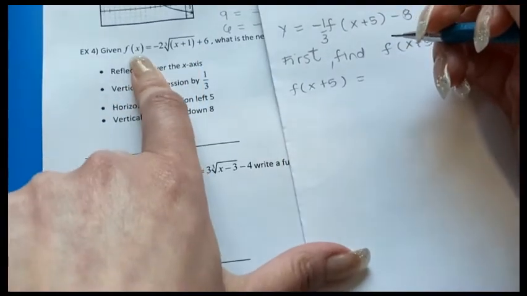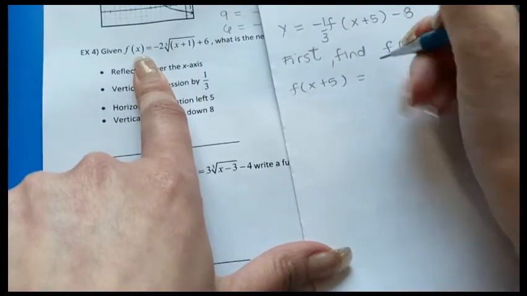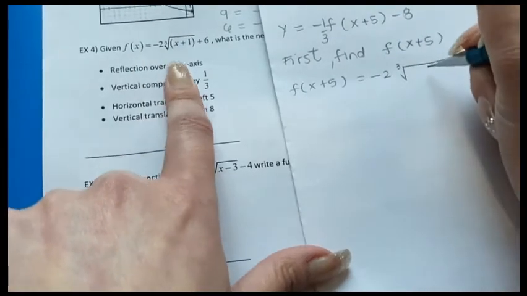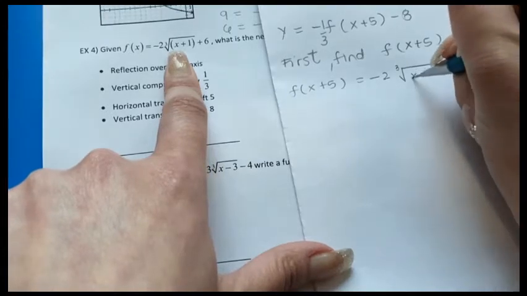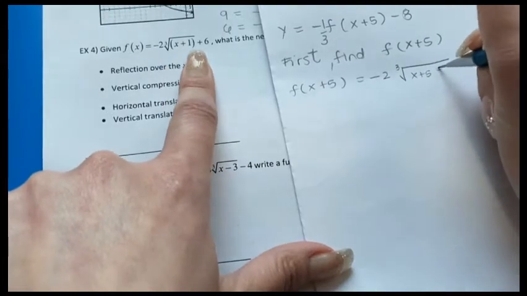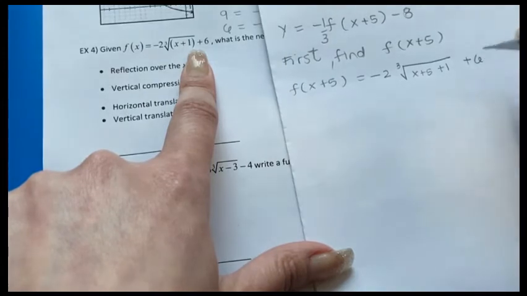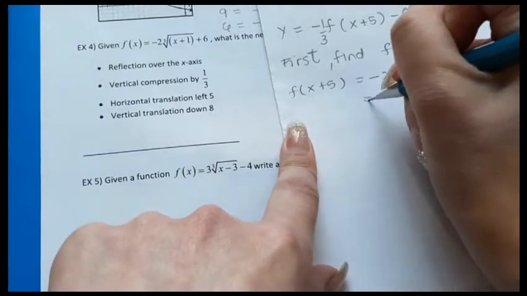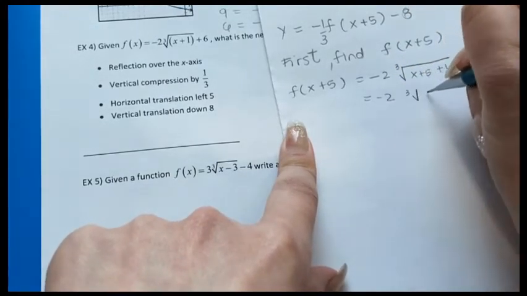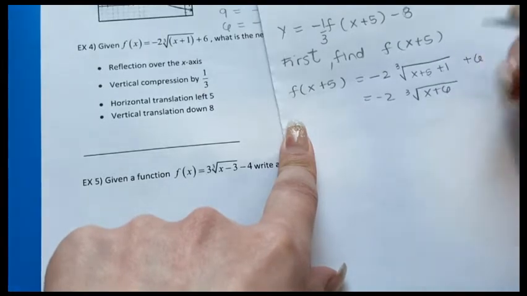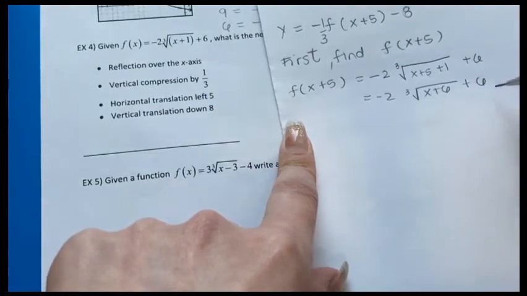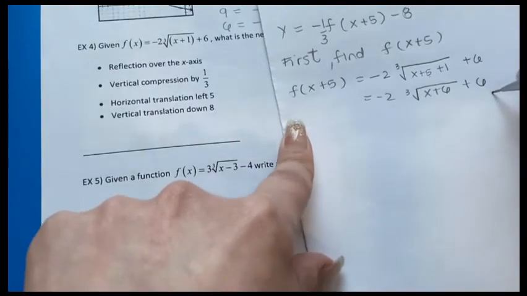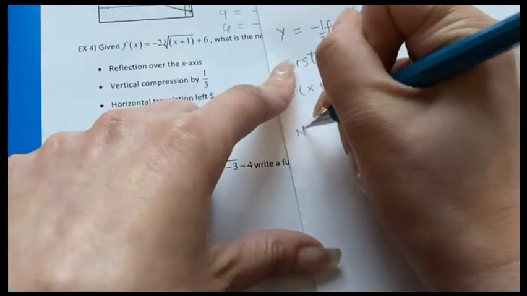Okay, so you know that instead of x, you're going to plug x plus 5, meaning you have negative 2 the cube root. Then instead of the x here, you are going to plug x plus 5 plus 1, and then the plus 6 is outside. As you can see here, I'm going to combine these two like terms, having negative 2 the cube root of x plus 6, plus 6. At this point, I cannot simplify more.